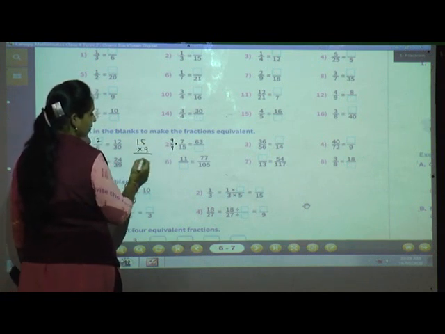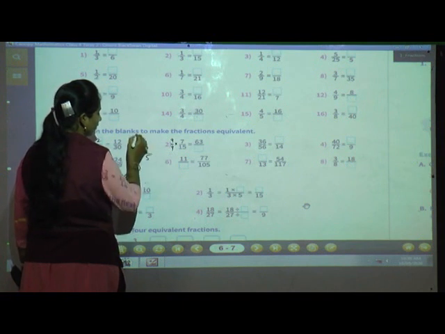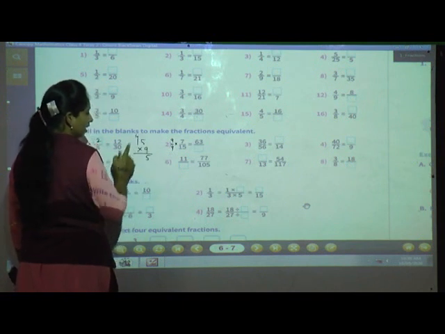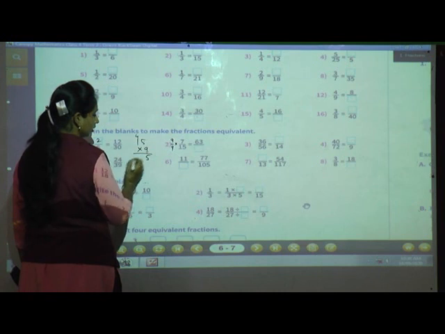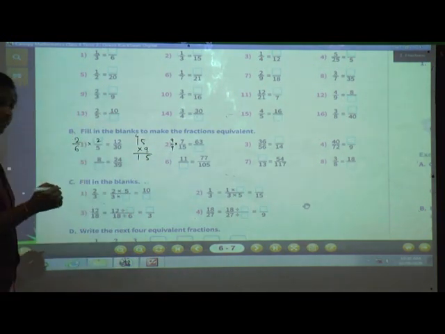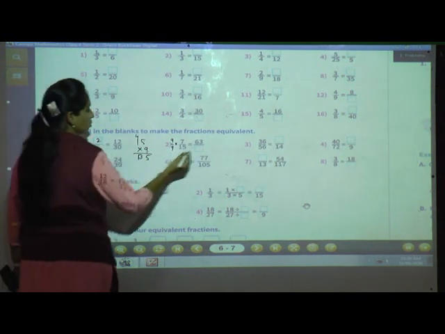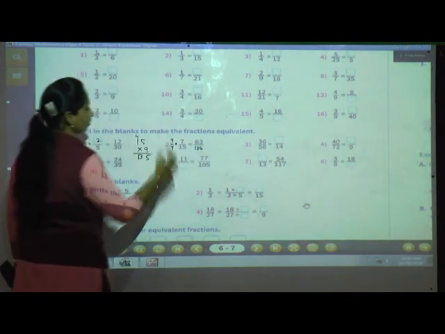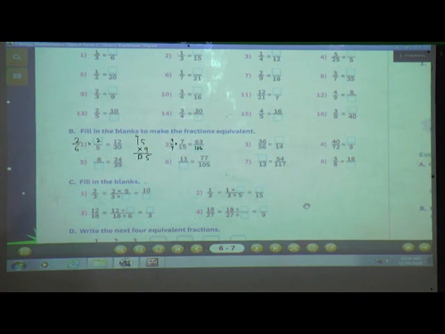9 5s are 45. 9 1s are 9. 9 plus 4 is, tell me, correct, 13. So write here 135. Are you getting? Yes. Now I will solve 5th one for you. Now see the 5th one.